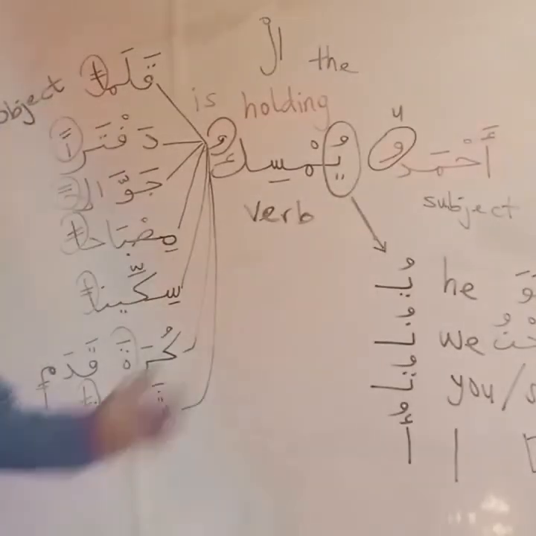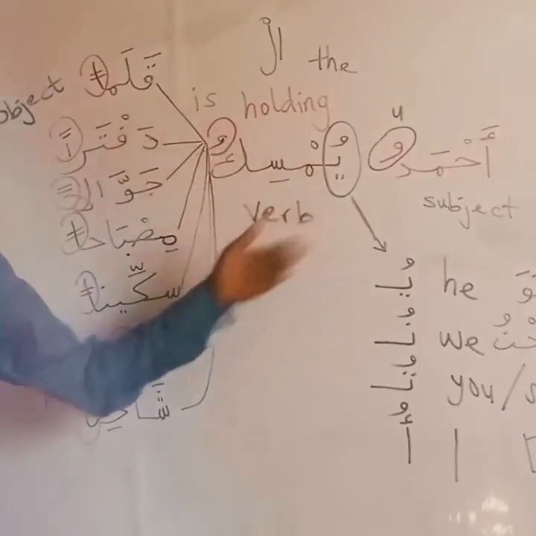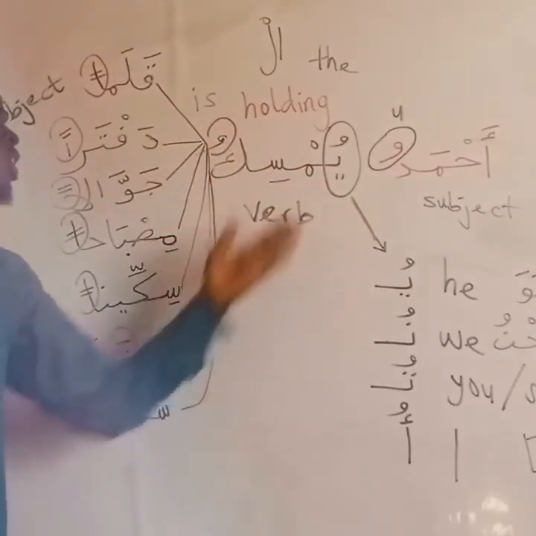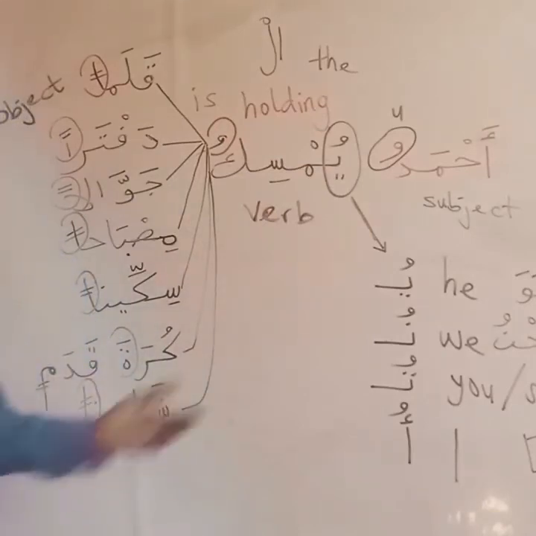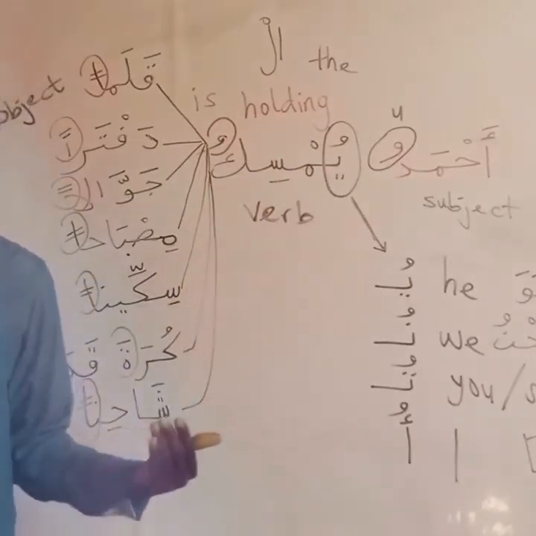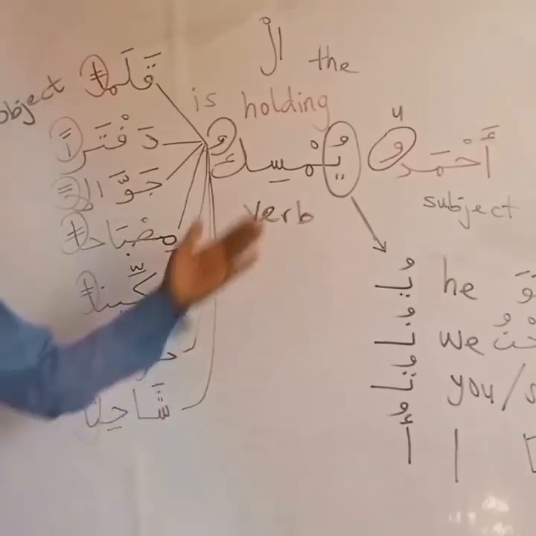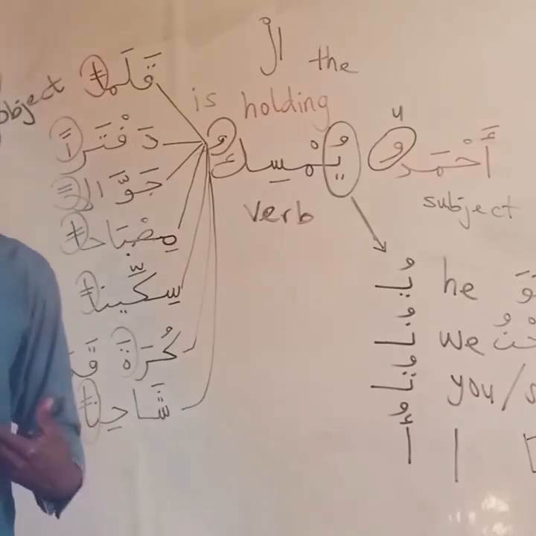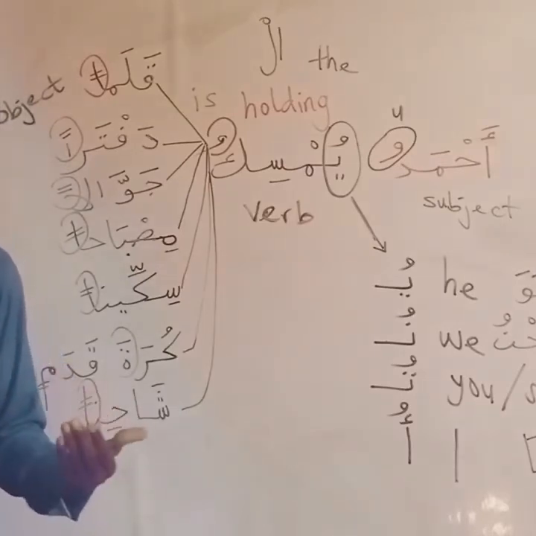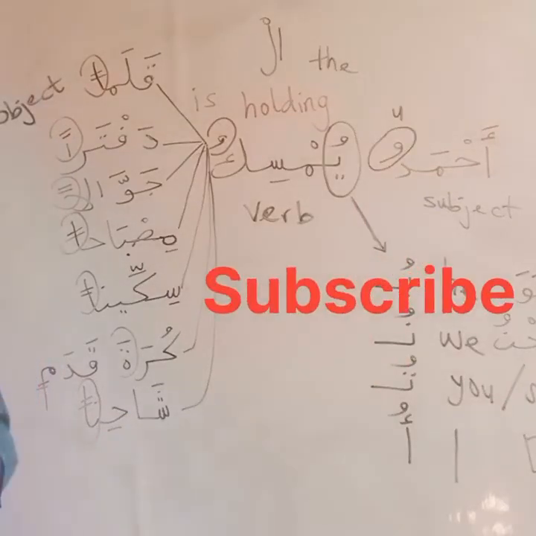That's the structure. Subject, verb, object. If it is we, you now say nahnu naktubu ar-risalata. We are writing the letter. Or she, you say Fatimatu taktubu ar-risalata. Fatima is writing the letter. And I am writing the letter. Ana aktubu ar-risalata, in the same structure.